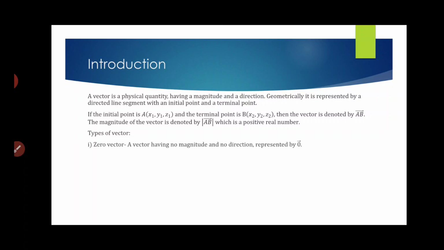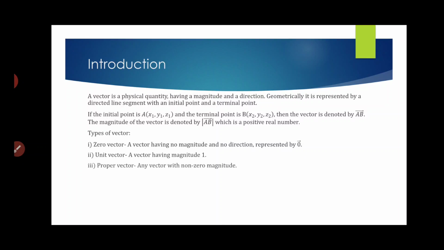Now the first and foremost type is basically the zero vector. Now zero vector, as I told you, is a vector which does not have any magnitude or any direction, and it is represented by 0 with an arrowhead on top. Then we have unit vector. A unit vector is any vector having a magnitude 1.